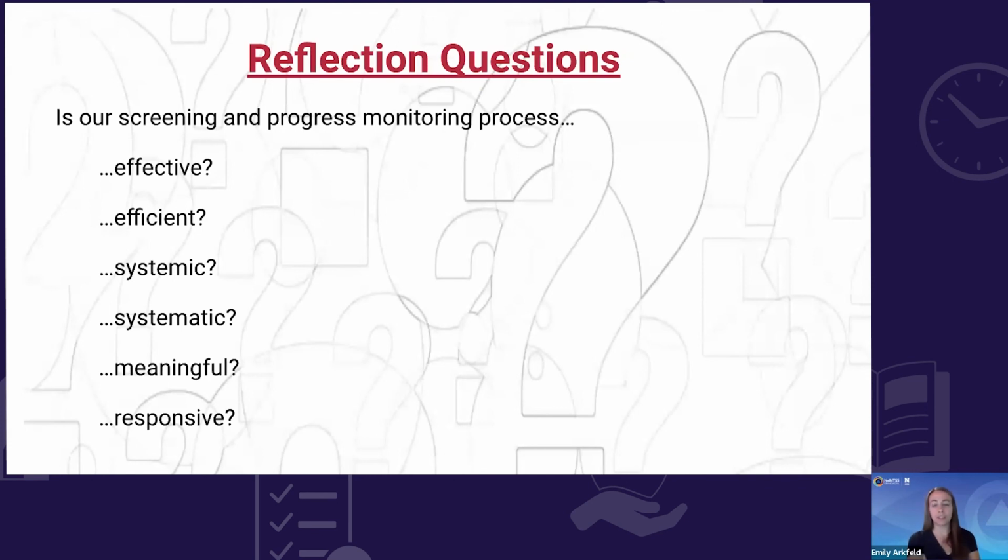As you reflect on your screening and progress monitoring process, we have linked a document with some prompts to help guide the conversation. These can be accessed through the PDF that you got the QR code to at the beginning. You will want to know, is what you are doing effective, efficient, systemic, systematic, meaningful, and responsive?